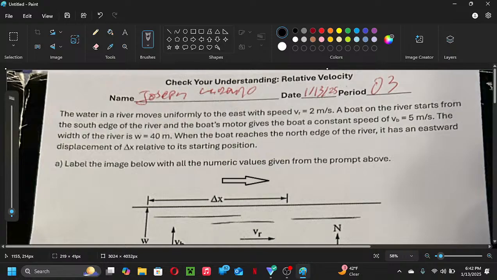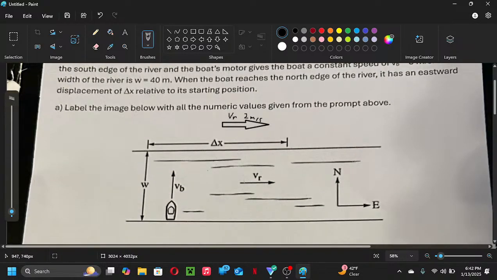With the speed of VR, 2 meters a second. A boat on the river starts from the south edge of the river. And here, actually, I think we get a diagram of the river. Oh, yeah, perfect. I don't even need to draw this then. Okay. So, this is VR right here. This is 2 meters a second.